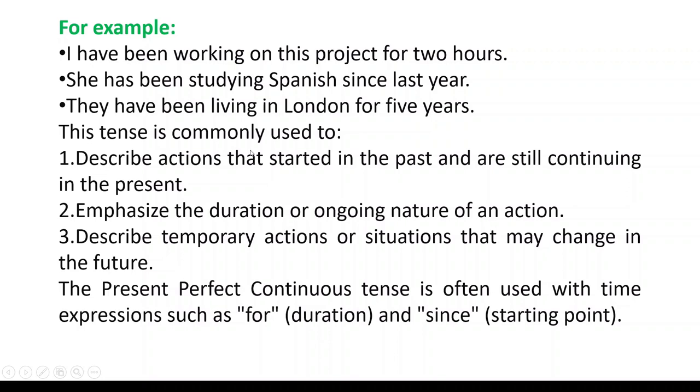This tense is commonly used to: 1. Describe actions that started in the past and are still continuing in the present. 2. Emphasize the duration or ongoing nature of an action. 3. Describe temporary actions or situations that may change in the future. The present perfect continuous tense is often used with time expressions such as for, duration, and since, starting point.